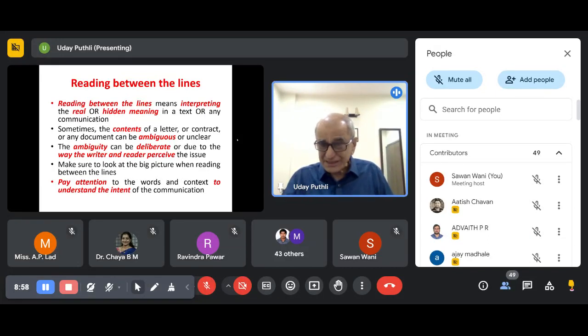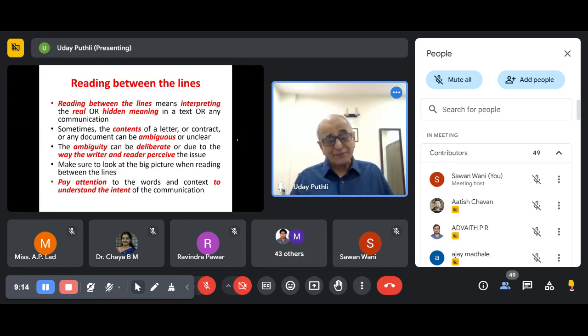But the author may not be saying it in that way. So you should be open enough to understand that when he says you, he means everybody. Because he's addressing you, he's saying you. That's all. Make sure to look at the big picture while reading between the lines.